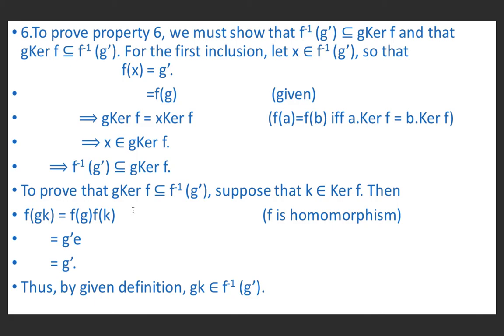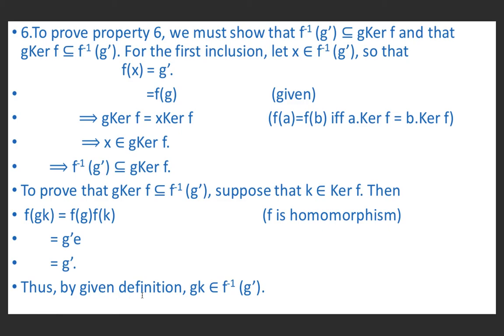Now we will show that G kernel F is a subset of F inverse G dash. Suppose that K belongs to kernel F. Then F of Gk is equal to Fg into Fk, because F is a homomorphism and it preserves the group operation. But K belongs to kernel F, which means F of K is equal to E. So it is G dash into E, because Fg is equal to G dash and F of K is equal to E. So G dash into E is G dash.